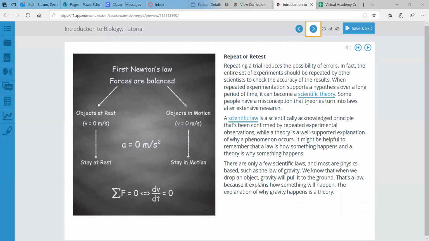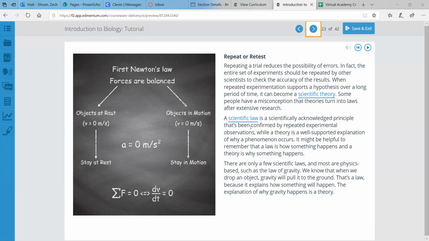Repeating, retesting, doing it again and again reduces the possibility of errors. If one experiment goes wrong and you get weird results, if you do it again and again, that's okay. You'll eventually narrow down the results and begin to see the repeated analysis. So if repeated experimentation supports a hypothesis over a long period of time, it becomes a theory, a scientific theory.